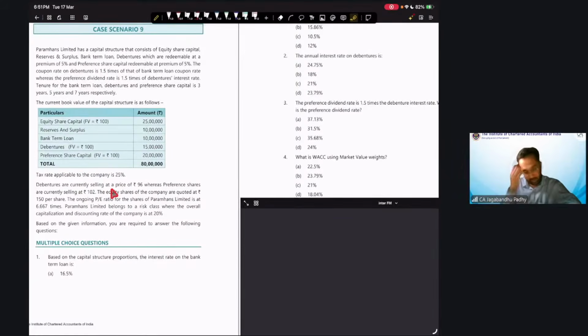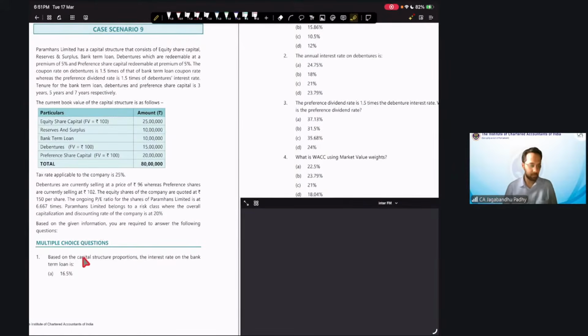Debentures are currently selling at a price of 96, whereas preference shares are currently selling at 102. The equity shares of the company are quoted at 150 per share. The ongoing PE ratio for the shares of Paramus Limited is 6.667, and it belongs to a risk class where the overall capital discount rate of the company is 20%. Now, based on the given information, you're required to answer the following questions.